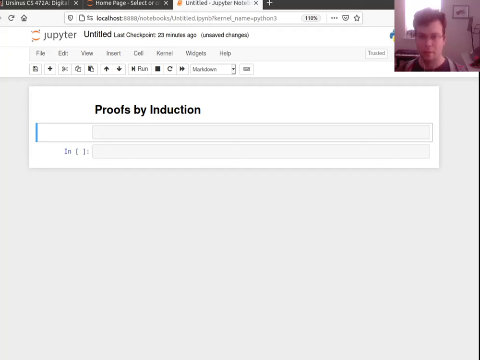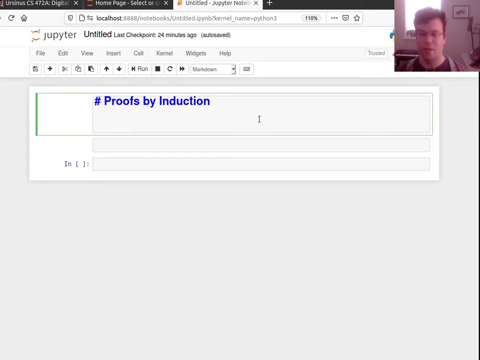All right, let's talk about a new proof technique called proof by induction, which is very useful for proving the complexity of recursive algorithms, among other things. And there's an intimate connection to recursion. But let's first establish what kind of problems in general proofs by induction apply to.